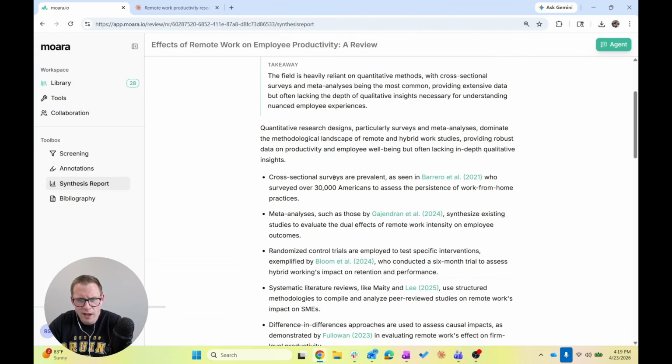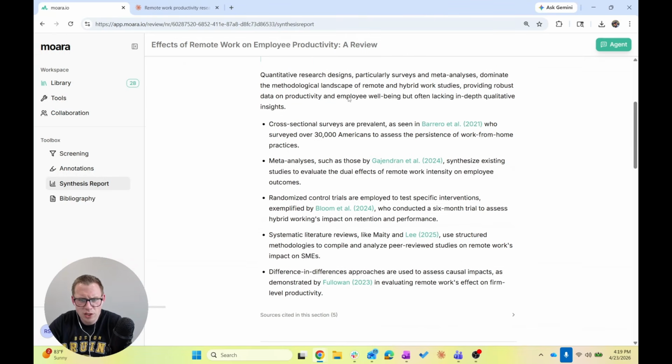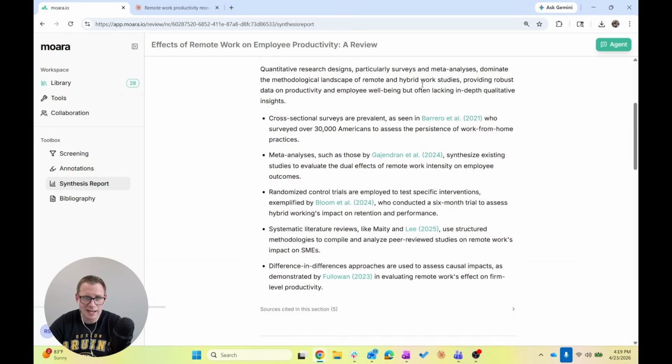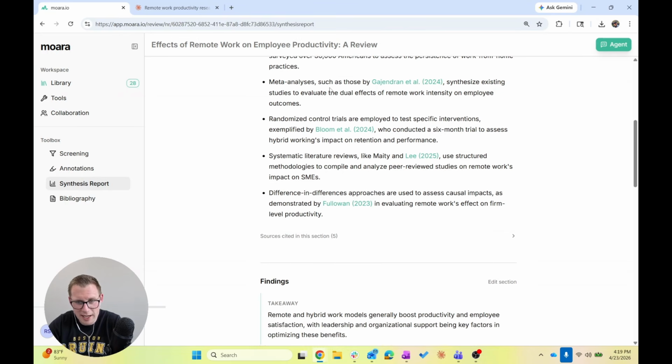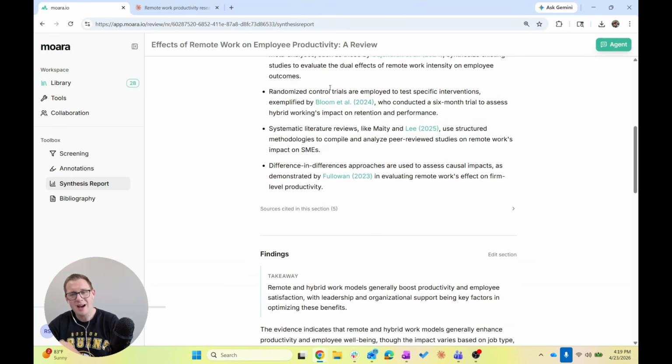Synthesis report, have a learn on quantitative methods. Research design: surveys and meta-analyses dominate the landscape. Cross-sectional surveys surveyed 30,000 Americans to assess the persistence of work from home. Meta-analyses synthesize existing studies. So I want to reiterate something.